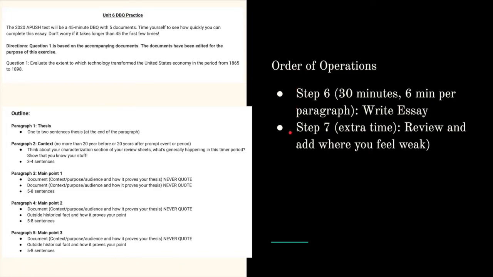Now, there is a step 7. If you have extra time, you can go back and you can start reviewing areas where you feel weak. So you might say, oh man, I feel like I only got 4 quotes, right? 4 pieces of evidence from the docs, which is all I have here. So you might say, okay, well, I could add an extra piece of evidence to my paragraph 4, so I think I'll do that, okay? So if you have extra time, go back and kind of strengthen whatever you have already written.